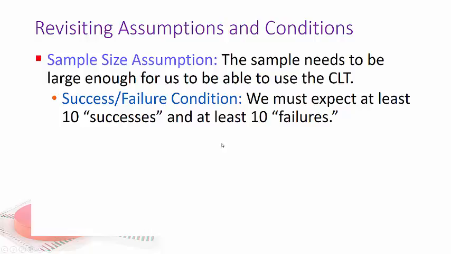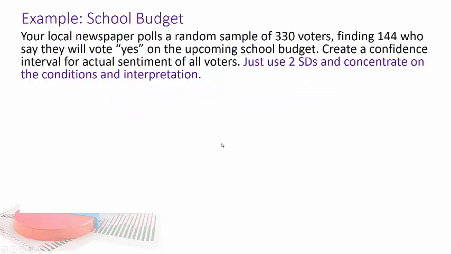So let's go ahead and take a look at an example. We've got a school budget and the local paper is polling a random sample of 330 voters. They find that 144 say they will vote yes on the upcoming school budget. So if we want to create a confidence interval of who's going to vote yes on the budget, how do we do that? They want us to just use 2 standard deviations and concentrate on the conditions and interpretation. So let's focus, because that is always how we should be starting our problems.